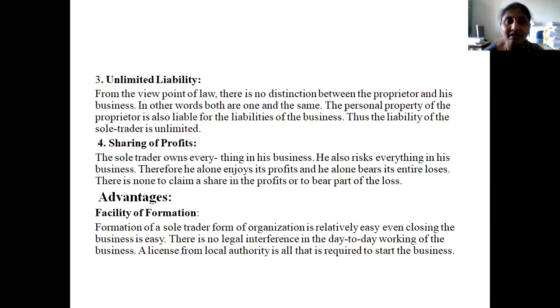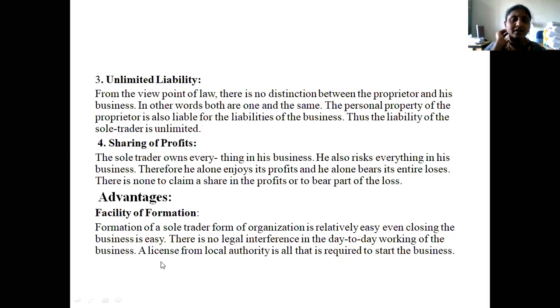See here, I am not going to consult any person, I am not taking help from any person, I am not involving any person in my business. So total decisions for my business are taken entirely by myself only. So if I want to form the business, I can easily start that business. If due to certain circumstances or difficulties I want to close my business, it is easy to close the business also. So that is the advantage: formation of the business is easy, and at the same time closing of the business is also easy, and there is no legal interference in the day to day working of the business.